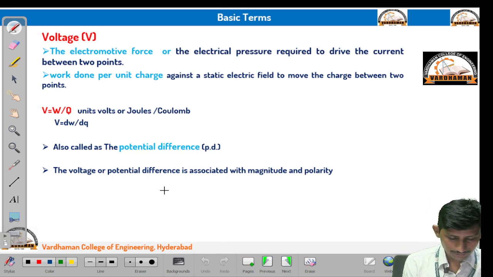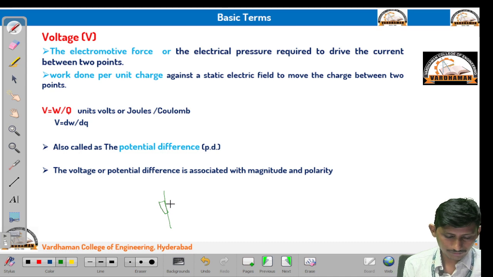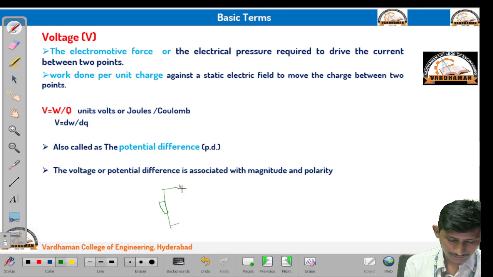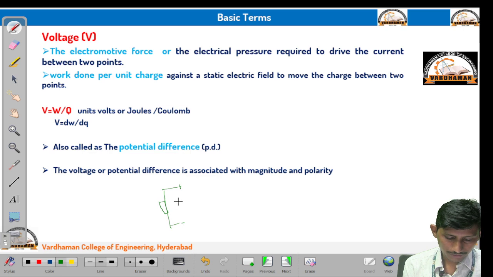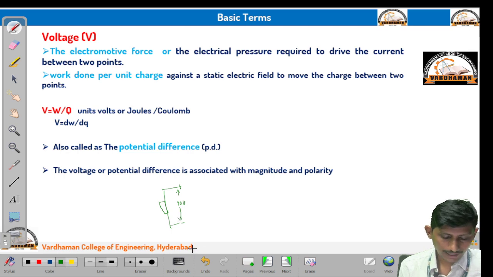The voltage or potential difference is associated with magnitude and polarity. That means while representing a voltage, say for example, this is the element across which voltage is existing, it is represented as a plus and a minus on either side, and a voltage value like say 10 volts is also given. So, it is associated with polarity and magnitude. Proper polarity indication is necessary.